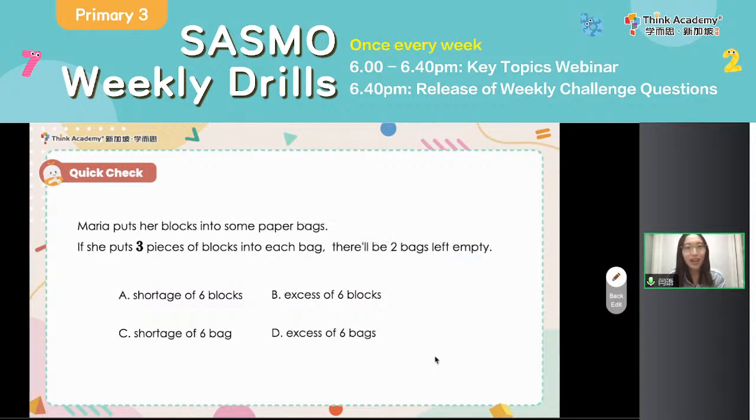Okay, so next one. Maria puts her blocks into some paper bags. If she puts 3 pieces of blocks into each bag, there will be 2 bags left empty. Again, A, B, C, D, which one? What kind of information can you get from the question? Which one?